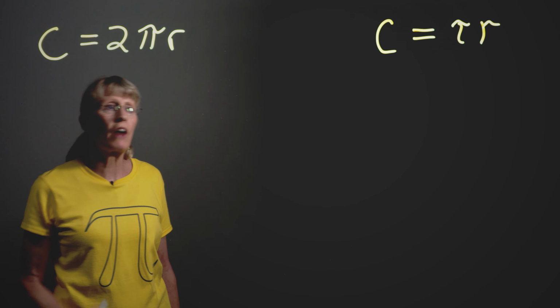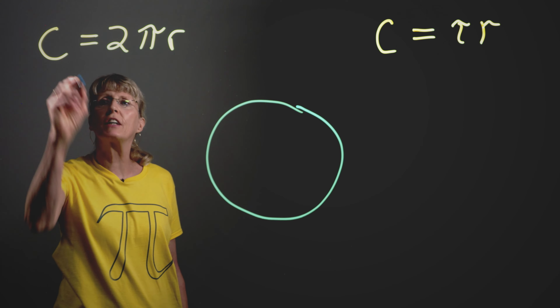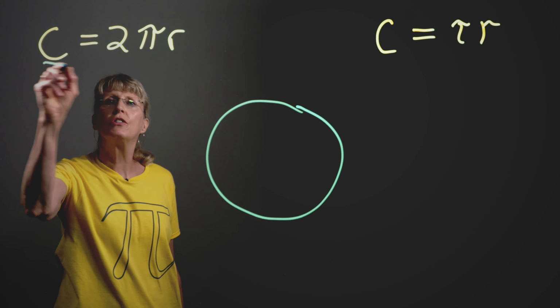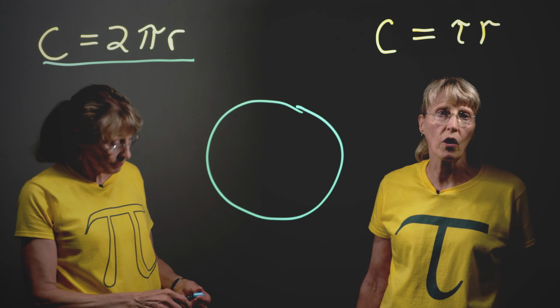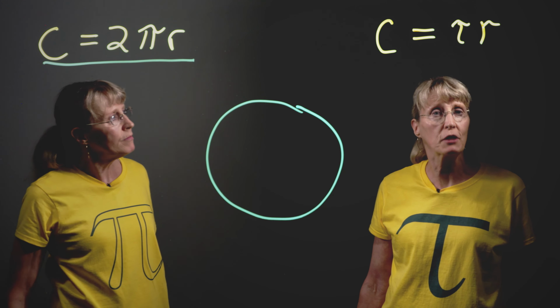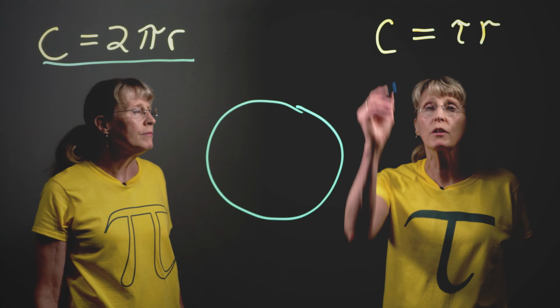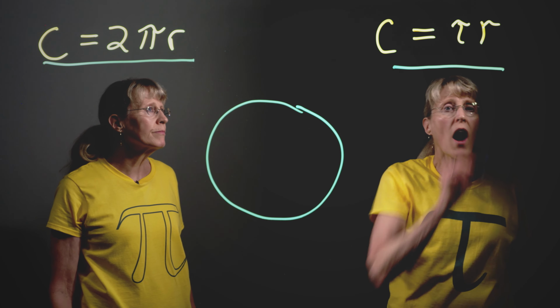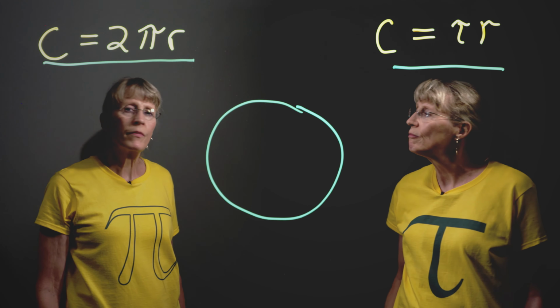So let's do a quick review. The original formula for calculating the circumference of a circle was the classic 2 pi r. We simplified by doubling pi, 2 times 3.14, and that new value of 6.28 equals tau. So the new simpler formula reads tau r, and that equals the circumference of a circle.